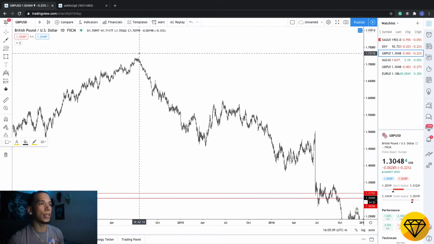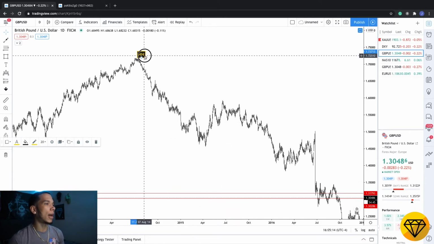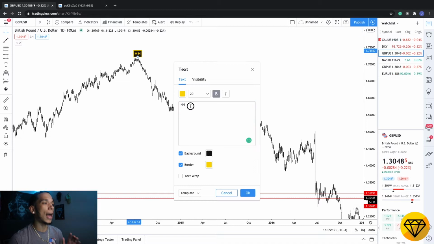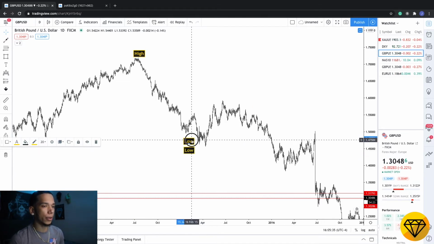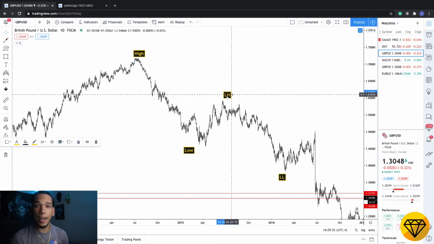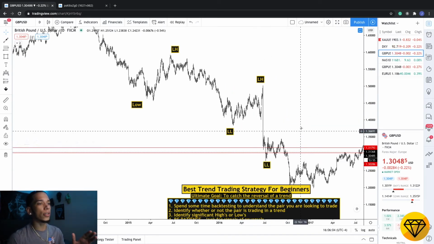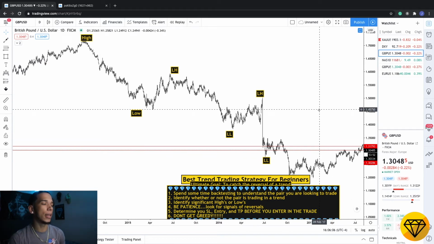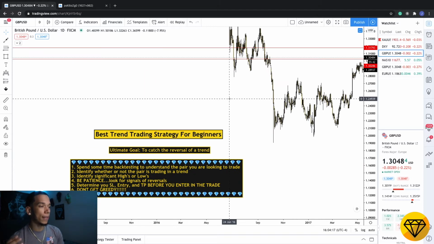So if we take this trend for an example, we can see that we have some higher highs, right? We have a high right here. We can also see that we have a low right here. And then we have a lower high, and then a lower low, again a lower high, and again a lower low. So obviously, we are now trading in a downwards trend, right? Lower highs, lower lows, lower highs, lower lows, right? Boom.